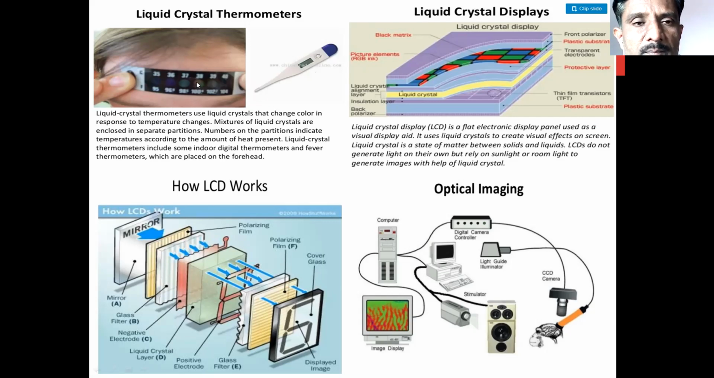If one portion of the liquid crystal is this one, it will be active at a particular temperature, and this particular temperature is shown on the thermometer. So this is the actual functioning of the liquid crystal thermometer.